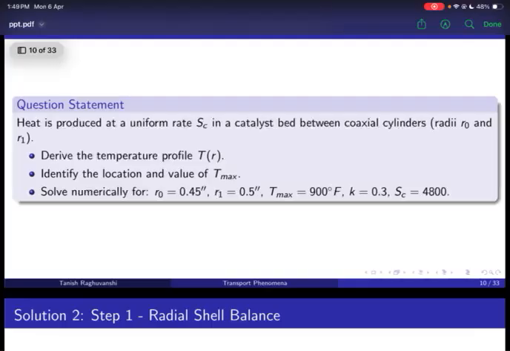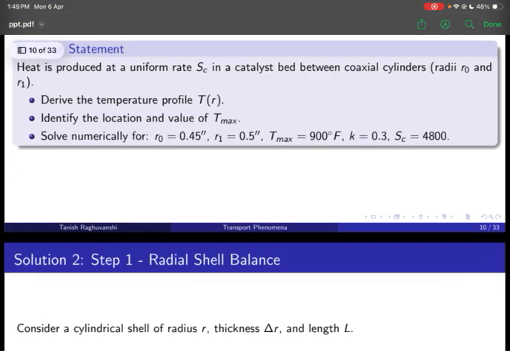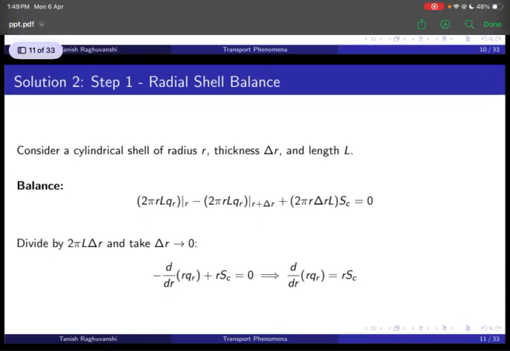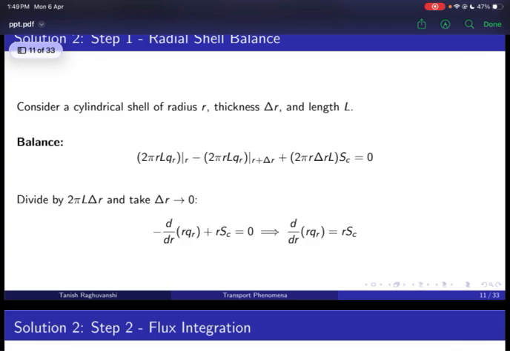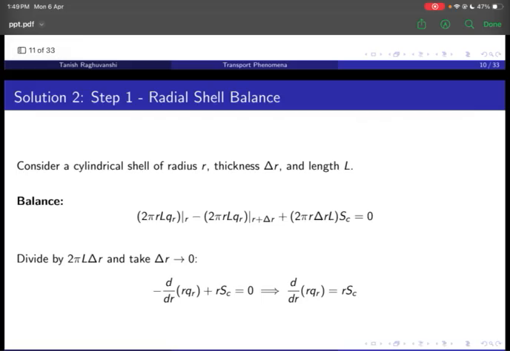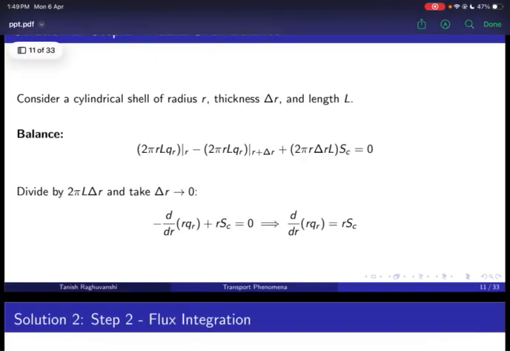So the second question is that heat is produced at a uniform rate in a catalyst bed between coaxial cylinders. We have to derive the temperature profile for this, and there are values for us to solve for as well. So again, we start off with the energy balance, 2 pi RL, since this is a cylindrical shell of radius r, thickness del r, and length L. We start with the balance at r and then at r plus delta r, and then SC again.